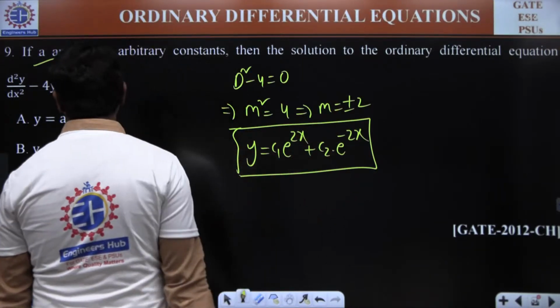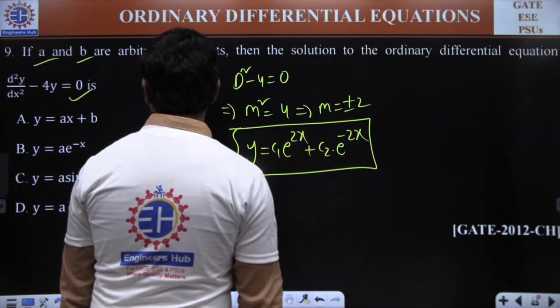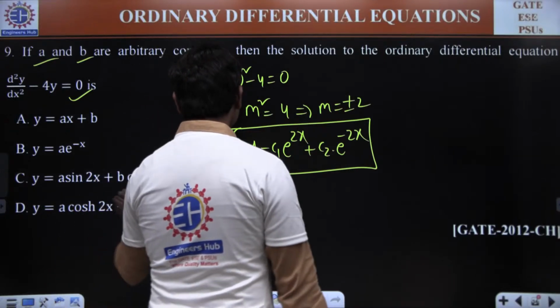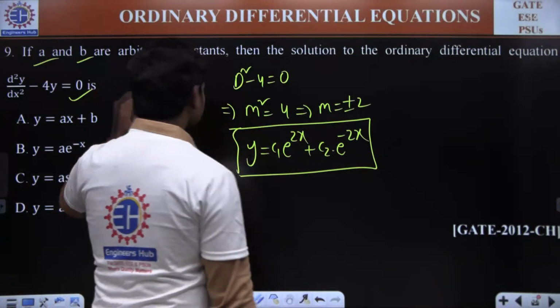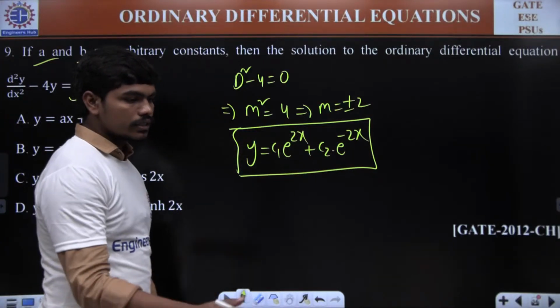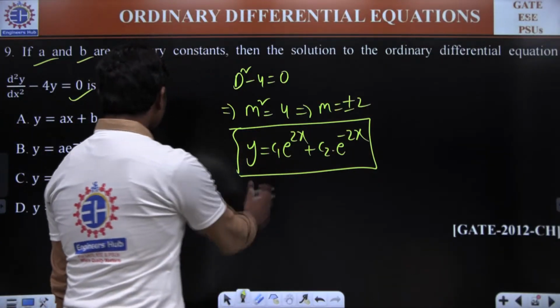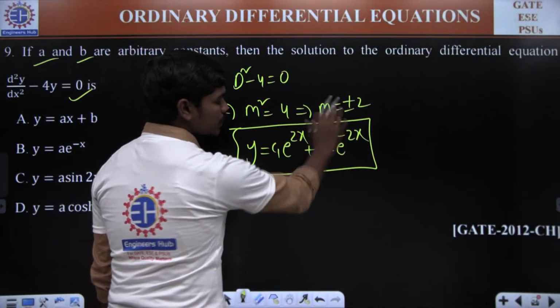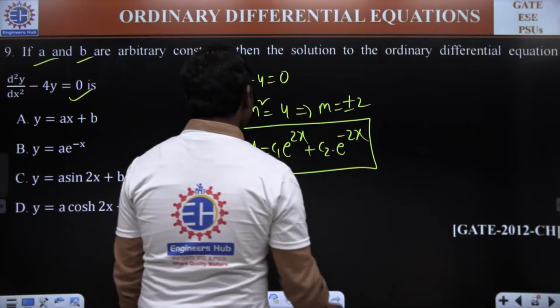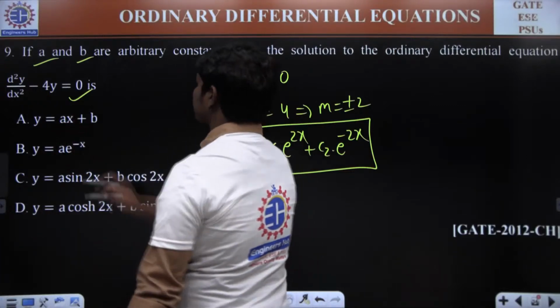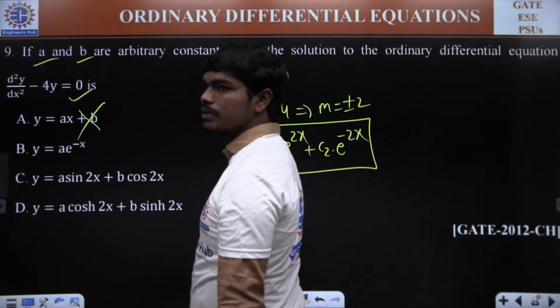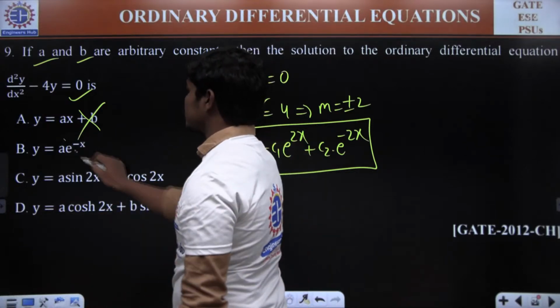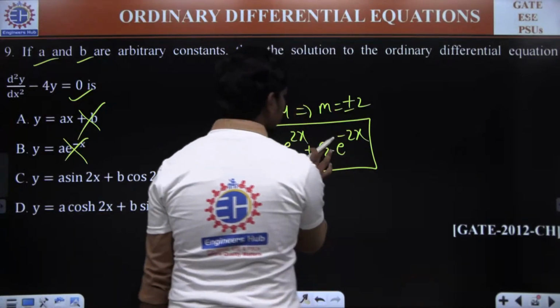Now, what are the options? y is equal to a sin 2x, y is equal to a cosh 2x plus b sinh 2x, and of course these are the cases. Now, got it? Fine. So see here. If you talk about this question, look, there is some involvement of e power 2x and e power minus 2x. Now, can you tell me one thing? If you take this option, this is a linear function. So this is not the solution. Similarly, if you take this option, this involves e power minus x, but this question involves e power 2x and e power minus 2x.